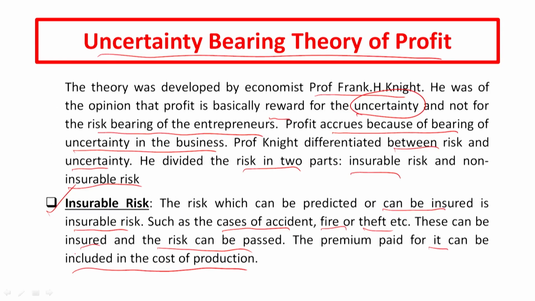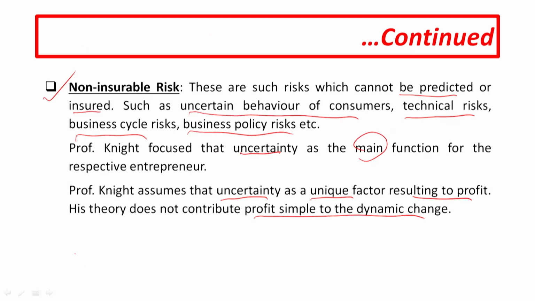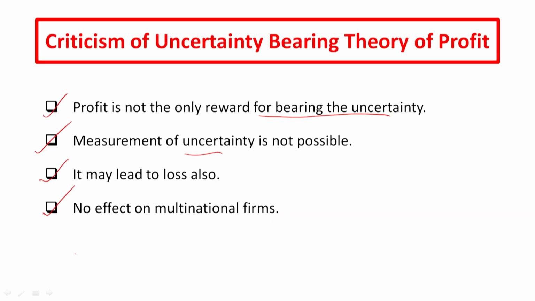And finally, we talked about the uncertainty bearing theory of profit, which was given by Professor Knight. He was of the viewpoint that uncertainty is the most important dimension. He further divided risk into two parts: insurable risk and non-insurable risk. And lastly, he said that uncertainty is a unique factor resulting in profit. And finally, we discussed the criticism of the uncertainty bearing theory of profit.